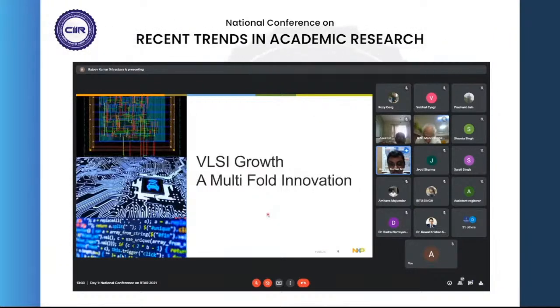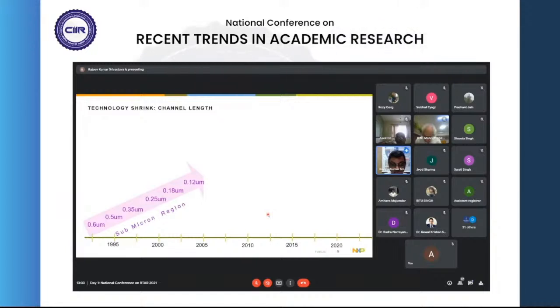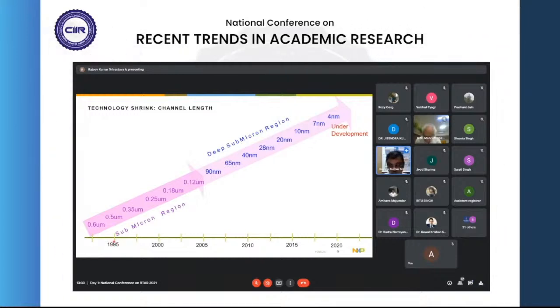Now, let's go to the VLSI growth. Of course, this is the famous chart you all know. I have taken 1995, when I started my career in the industry. When I joined ST Micro at that time, this was the channel length which we used for design. And then it kept on going. Today we have up to 7 nanometer in production. So we have chips which have a channel length of 7 nanometer for transistors. And of course, 4 nanometer is in development.